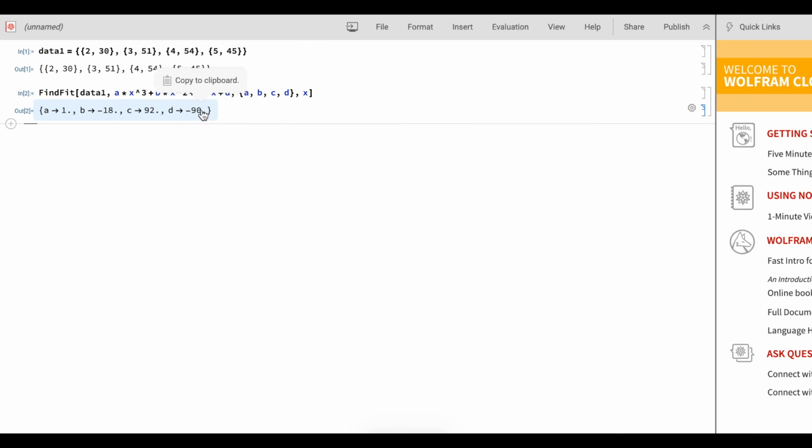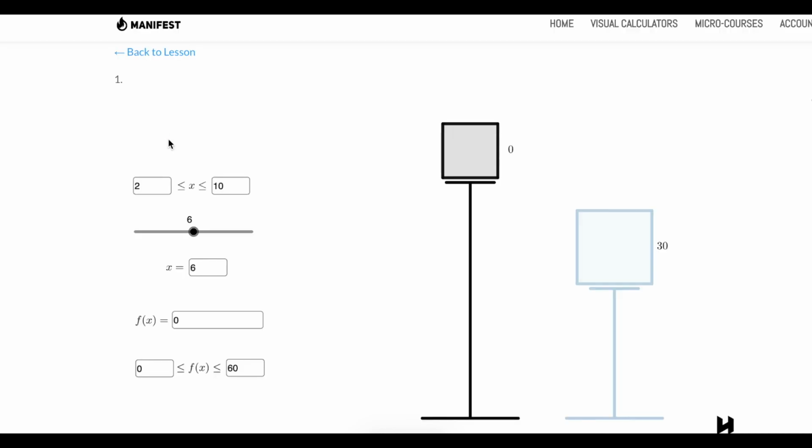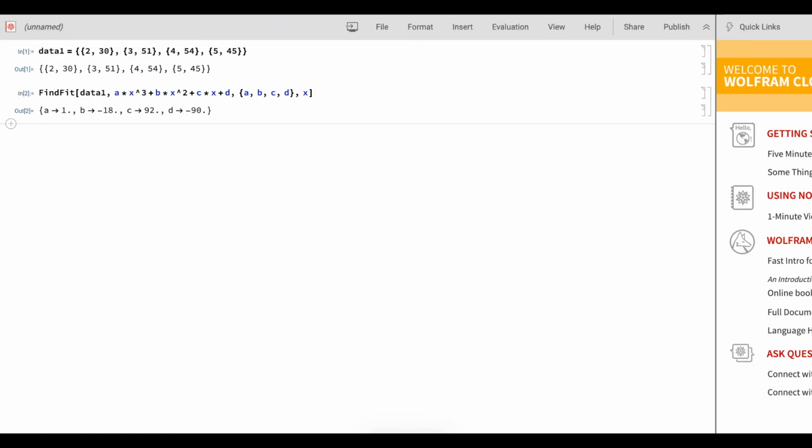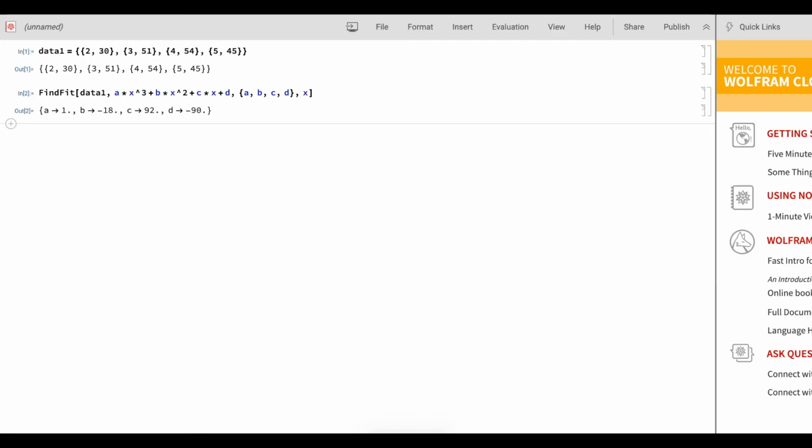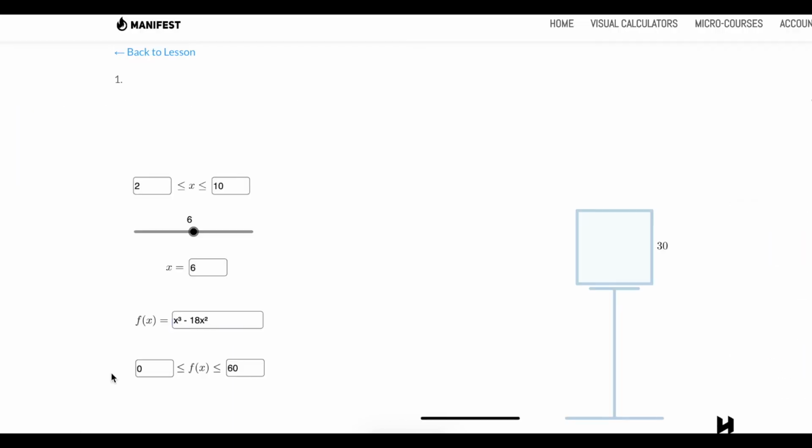So let's go write our function and see if it matches. Negative 18 and 92 and negative 90. So it says that a was 1, so that's just x cubed. Hit enter to get that written in. Negative 18 x squared, 92x minus 90. Moment of truth.